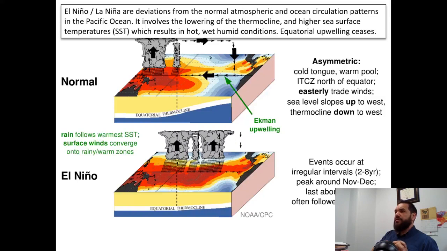So El Nino is a deviation from the normal atmospheric and ocean circulation patterns, especially in the Pacific Ocean. It involves the lowering of the thermocline, so the thermocline is going to decrease in its intensity, and it ends up with higher sea surface temperatures. That's called SST. We're going to use that term as we go forward in this discussion, so make sure you know that, SSTs, sea surface temperatures. And it results in hot, humid weather conditions. So this is basically what I can say about El Nino years.